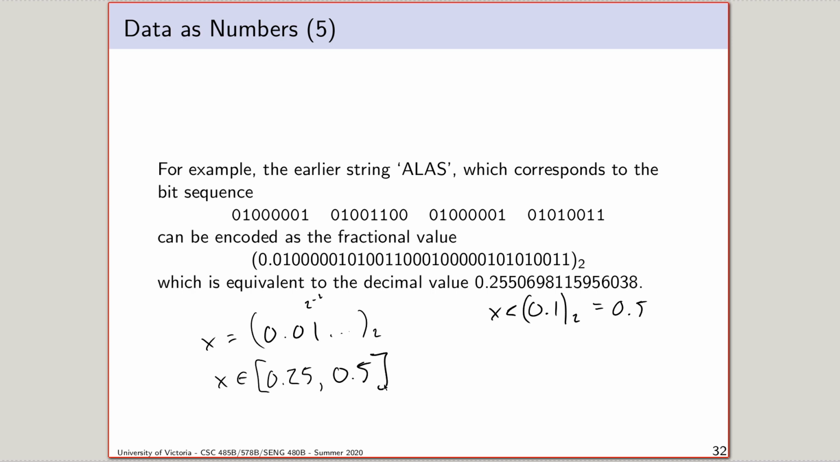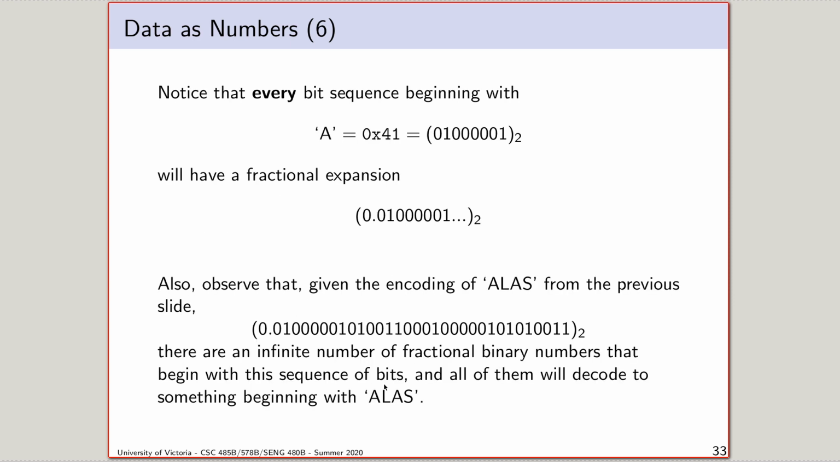So even with only the first 2 bits, I already know something about the numerical representation. And moreover, what's really interesting, and this part is sort of obvious, is that every single string that you could send me that began with the encoding of the letter A would, of course, be in the same range.